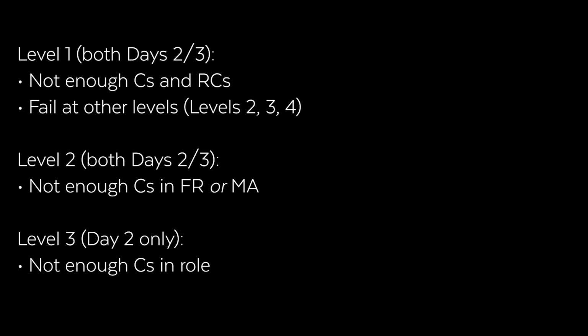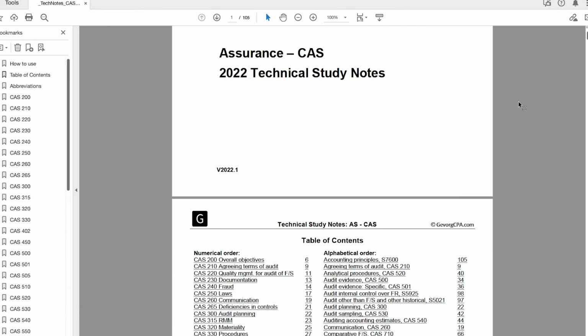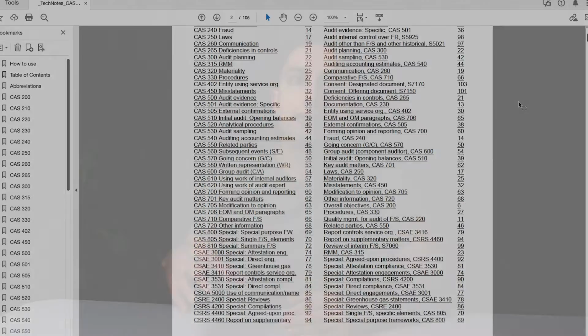Level 3 is driven by day 2 only. If you didn't pass level 3, you didn't get enough C's in your role area. You should rewrite all your elective cases and all day 2 cases. You should also allocate more time to your role in day 2. If your role is assurance, you should master every single CAS standard. If your role is tax, master all relevant ITA sections. If you're writing PM or finance, then study your specific role area and become a master at it.